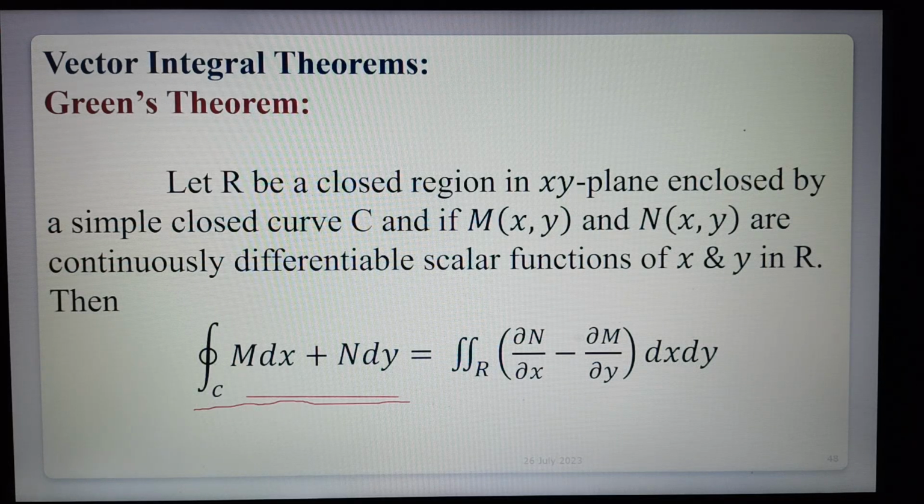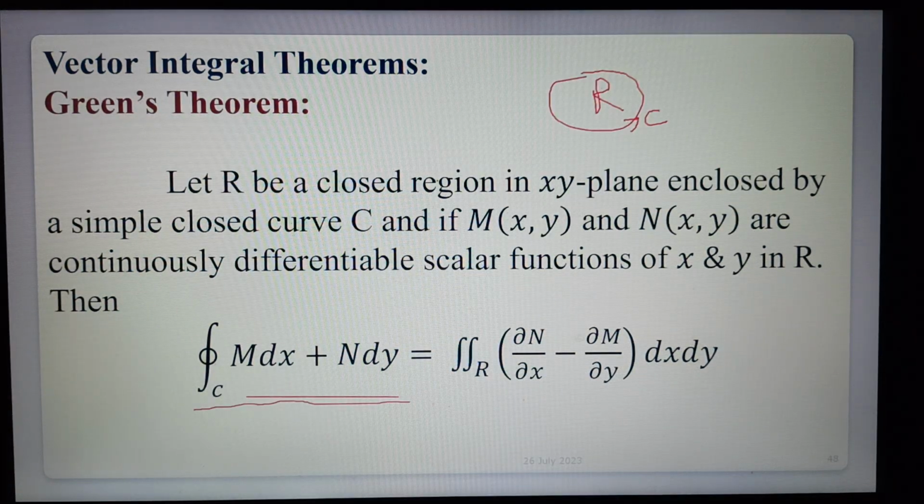That means here R is any region, and this region is bounded by a closed curve C in the anti-clockwise direction. Capital M and capital N are two scalar functions of x and y in R. R means in the xy plane, any region. Now, the functions M and N are defined in the region R.